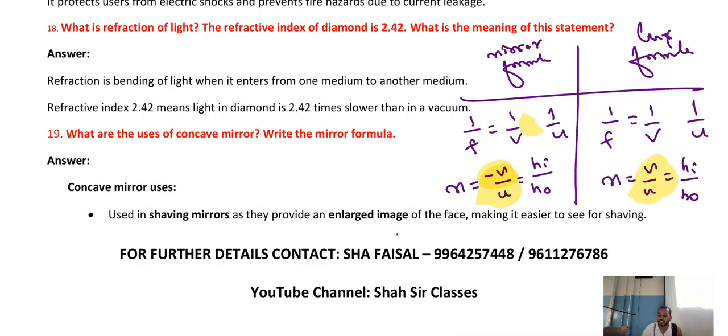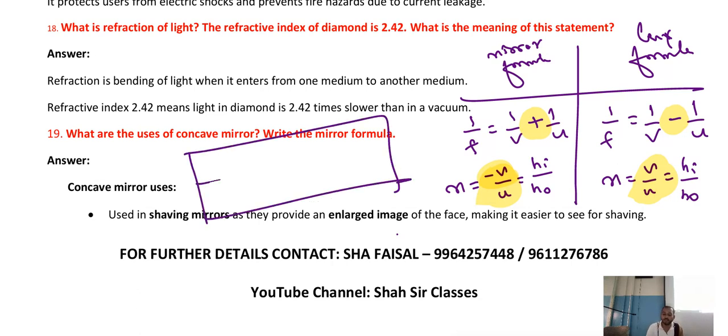Here if it is negative, then what should you write? You should write positive. If the M value is negative, then here you should write positive. If the M value is positive, then here you should write negative. Understood?